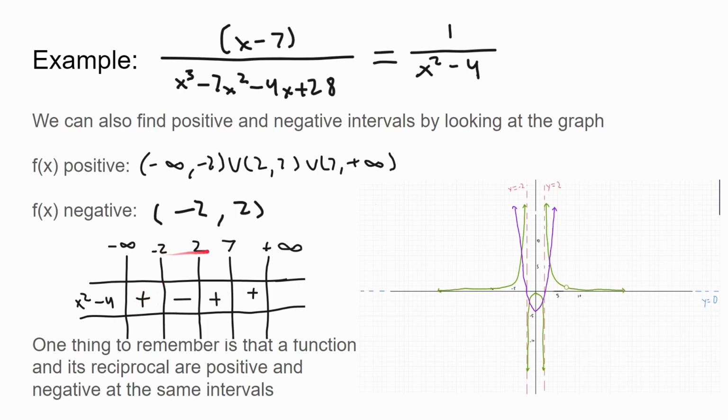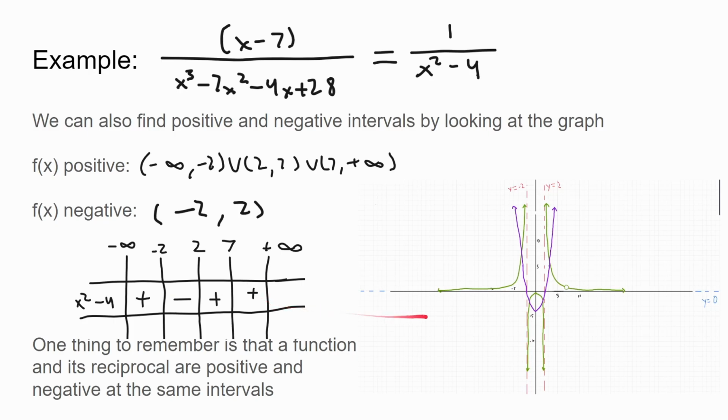Now let's say from negative 2 until 2. So let's choose a random number in there. Let's say we choose 1. If we get 1 squared, we get 1 minus 4. That's negative 3. So we get a negative interval between negative 2 and 2. And then we do the same for the next two intervals. So we can choose any number between 2 and 7, plug it in, and it'll give us a positive value. And then any number between 7 and positive infinity, we can plug it in, and it'll give us a positive number too.